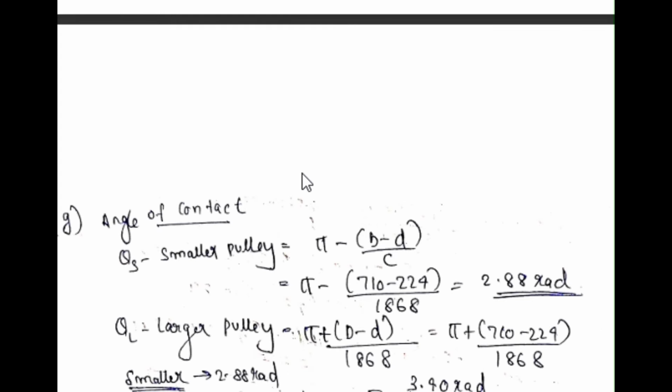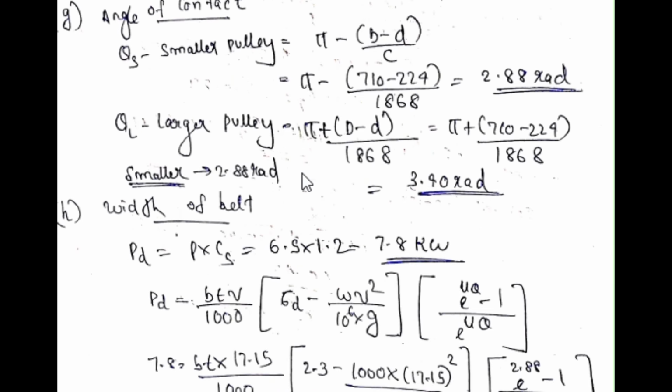But you only proceed with the smaller value. Among these, the smaller value for the smaller pulley is 2.88 radian. So that will be the value we'll be using in the next step. I will show you that.